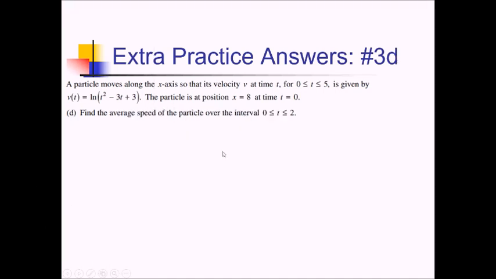For this last part of the problem, they want the average speed of the particle over the interval from 0 to 2. So I need to set this up as an average value type of problem. I need 1 over the interval length, so 1 over 2 minus 0, times the integral of the thing I'm trying to average. So that's going to be the integral from 0 to 2 of, and if I want average speed, well, speed is just the absolute value of velocity. So I'm going to have to do absolute value of v of t dt inside there. And the rest of this is just calculator stuff.